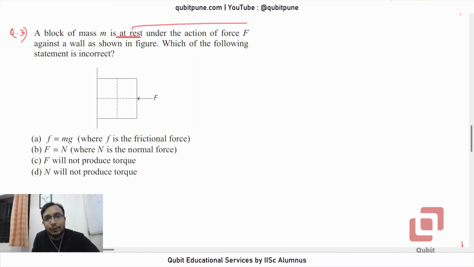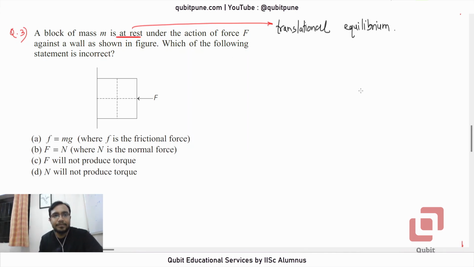These two words refer to what? These two words refer to translational equilibrium. Okay, at rest means equilibrium is there, which means whatever forces are acting on the body should vectorially add to a null vector. Correct? So let's show the weight here. Weight is going to act downwards.